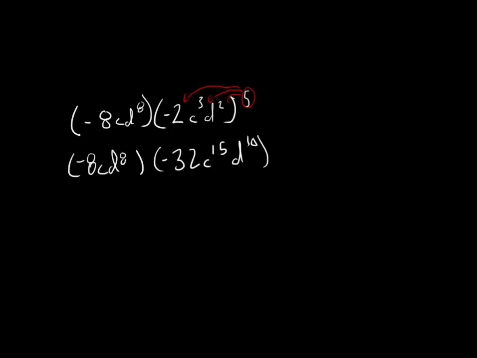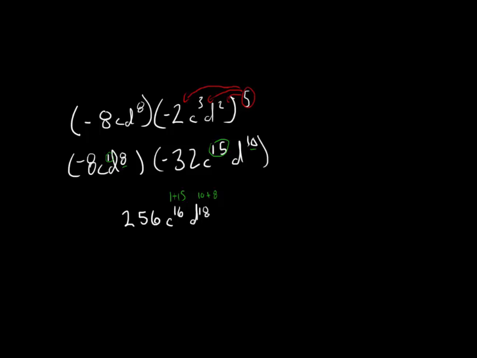And now you can multiply the scary looking thing out front. Coefficient by coefficient, c by c, and d by d. Negative 8 times negative 32 is positive 256. C, or c to the first, times c to the 15th is c to the 16th power, because I have 16 c's being multiplied together. And d to the 8th times d to the 10th. This is the case, again, where we're adding exponents now, because it's just multiplication. That's d to the 18th.